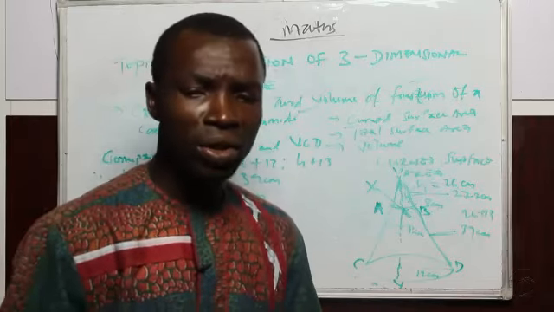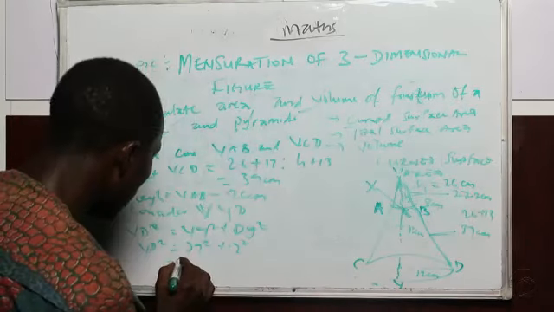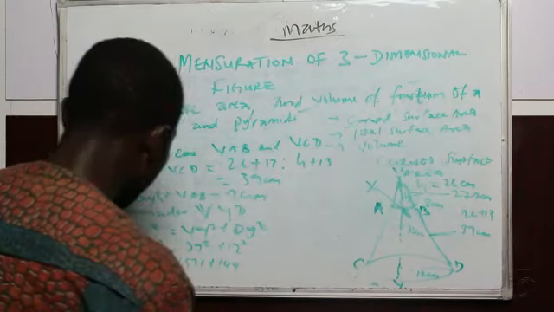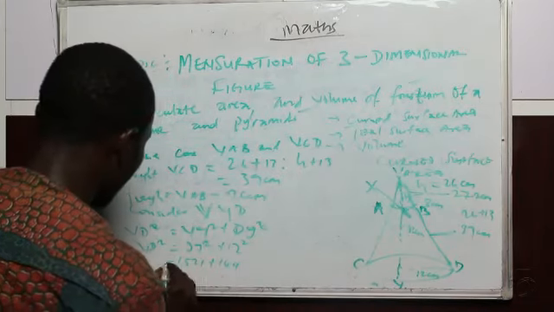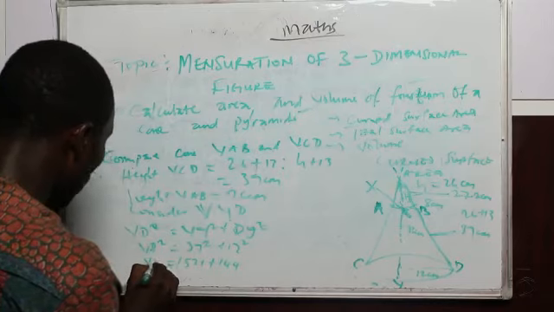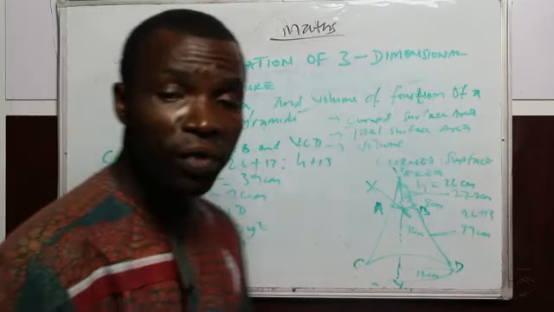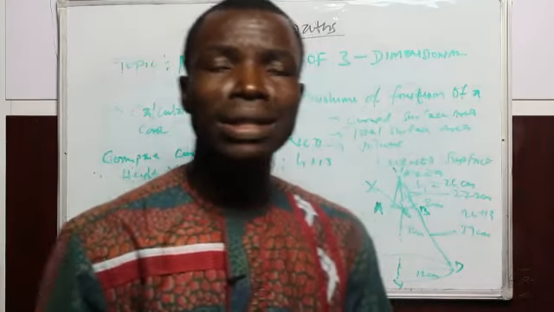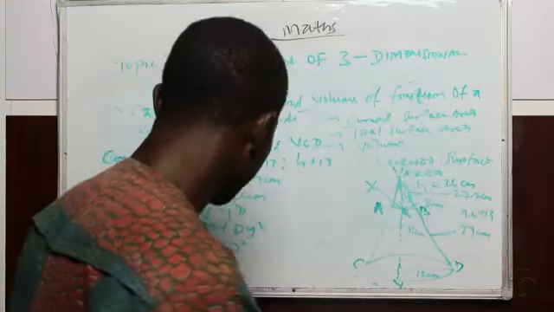1,521. 1,521 plus 144. Then the answer is what? PD squared is what? 1,521 plus 144 will give us 1,665.